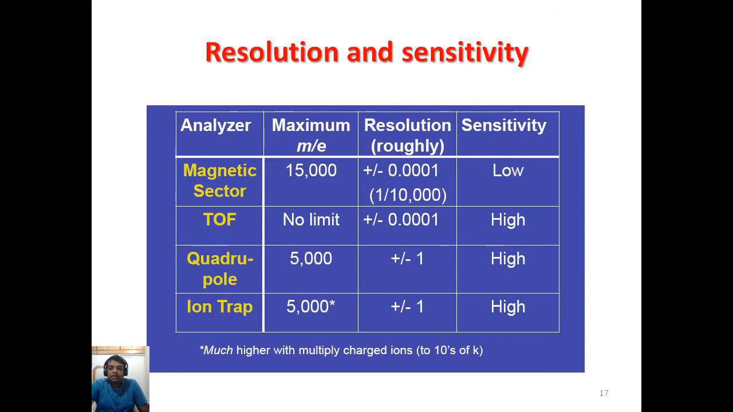Resolution: time of flight has very high resolution, quadrupole as well, and ion trap too, but magnetic sector has very low resolution. So nowadays people are not using a single beam analyzer, which is the magnetic sector. Whatever mass spectrometers are available nowadays are double beam mass spectrometers. That is the attachment of an electrostatic analyzer and a magnetic analyzer, along with the attachment of TOF, time of flight, quadrupole, and ion trap analyzer.